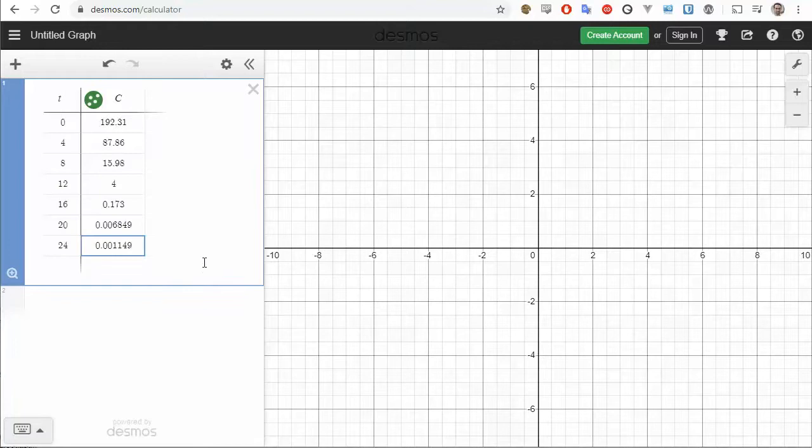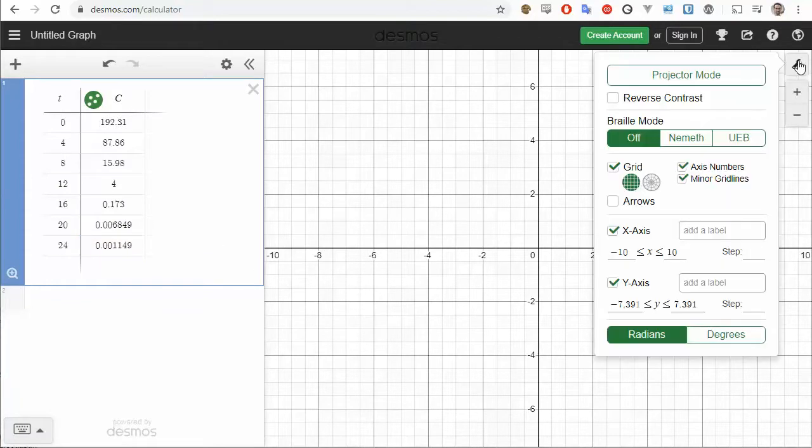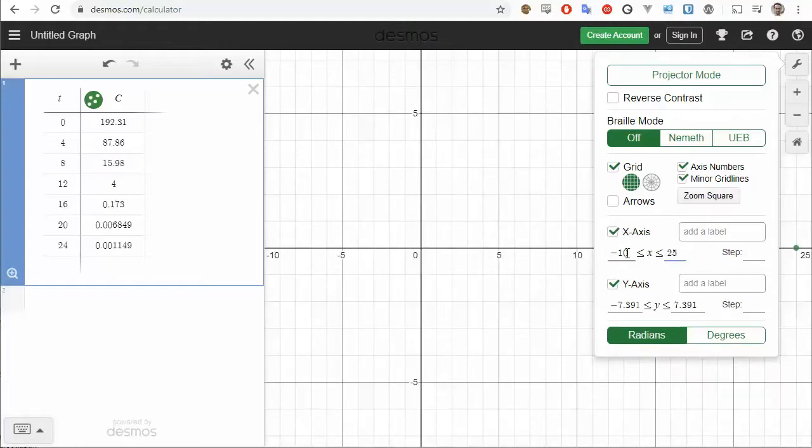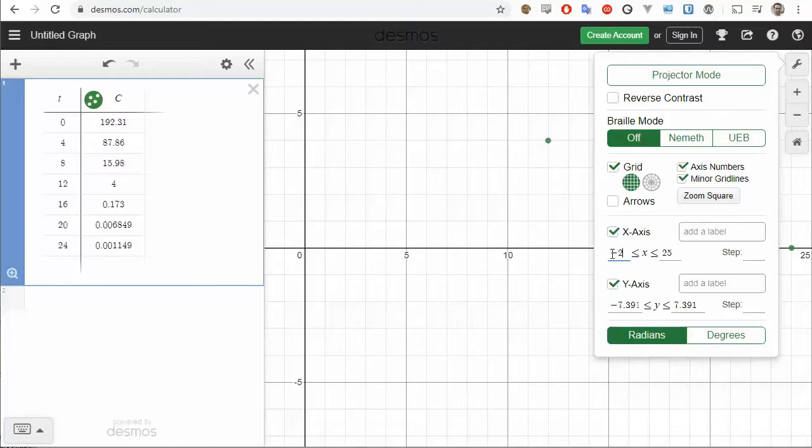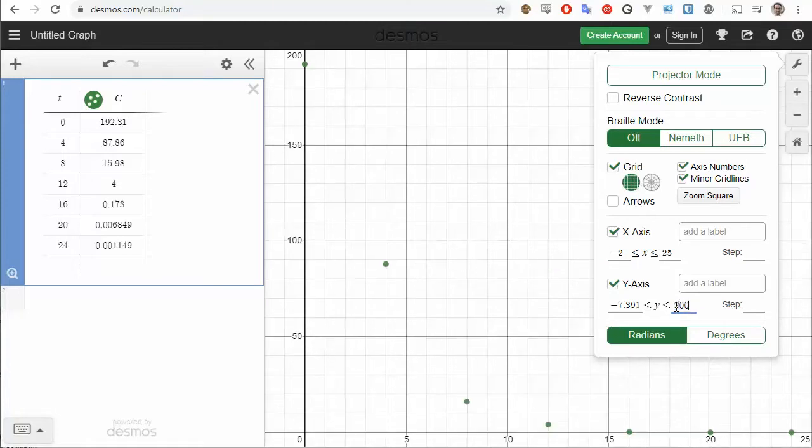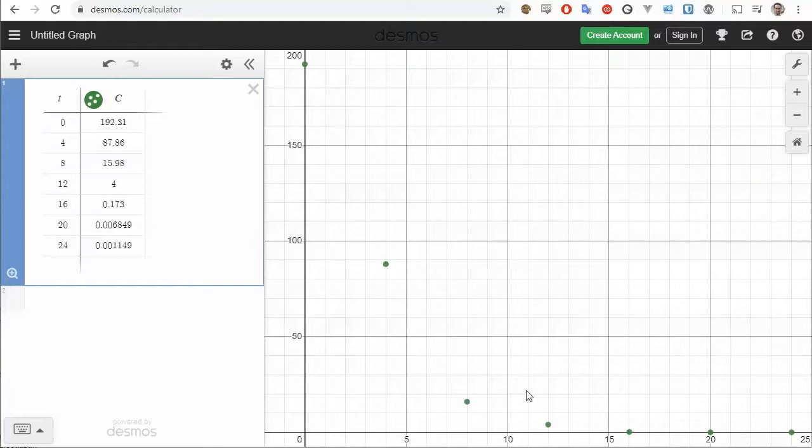Alright, so I've finished entering the data now, and if we wanted to get an idea of what this looks like, we would need to adjust our graphing window. So notice my input values go up to 24, so I'm going to adjust it to go up to, say, 25, and then my outputs here go up to 192, so I think I'll put my maximum at 200, and now we can see our data here. And you notice that it is a decreasing shape that looks a lot like a decreasing exponential. So that's what we're going to try to do, is find an exponential regression.